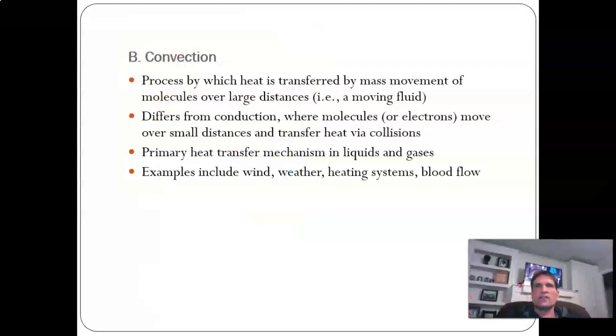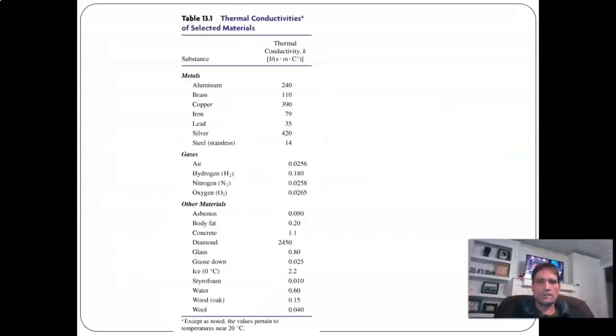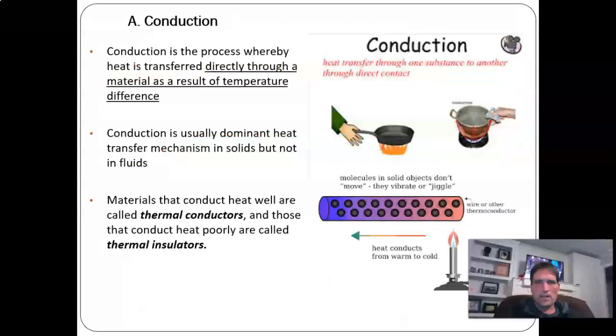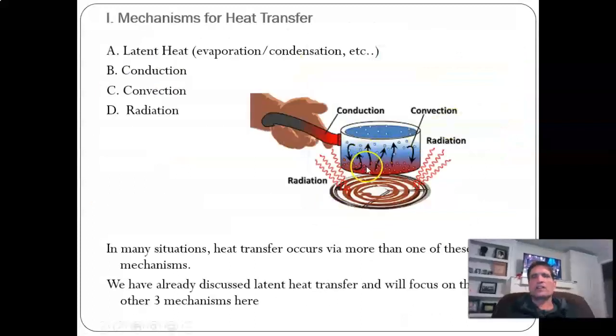And conduction is the main method by which heat is transferred in solids. Okay. So what about with fluids? Well, when we were heating up the pan before, we saw these convection currents, right?